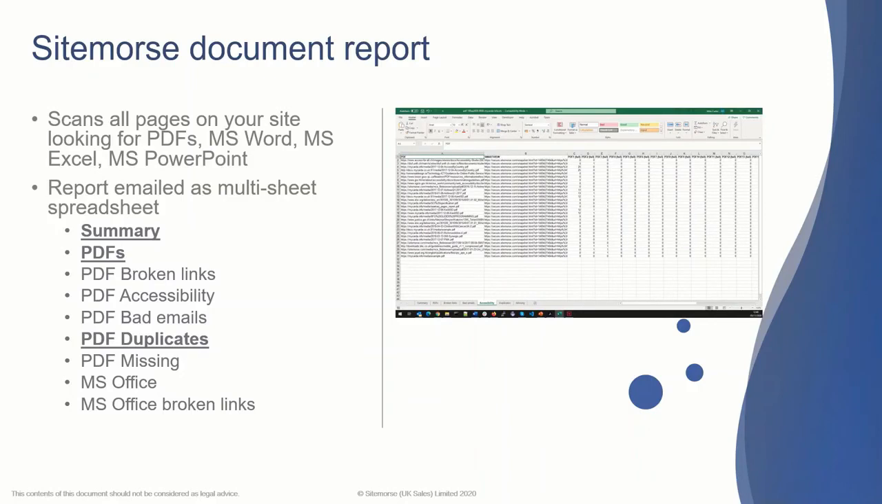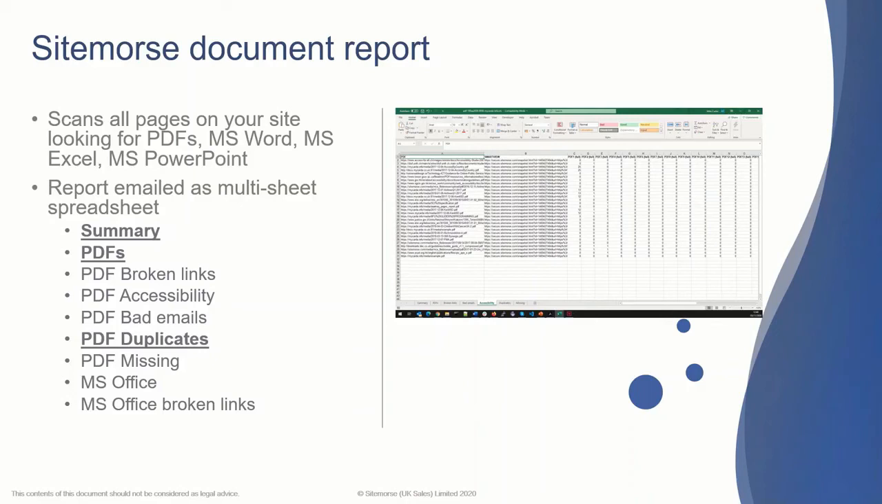So the information is divided into several sheets. There's a summary sheet, which gives you a summary of all the documents that we found. There's a PDF sheet. What this shows you is all the PDFs that we have found on your site and all the links to those PDFs, regardless of whether there was a fault that we found in the PDF or not. We have a sheet that's just the PDFs that contain broken links, a sheet for the PDFs along with their accessibility tests. There's a sheet for all the PDFs that we found that contained bad email addresses.